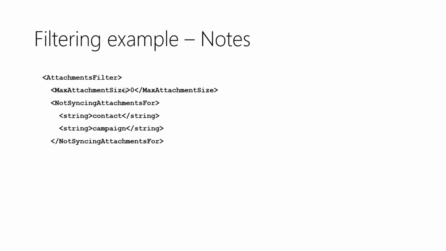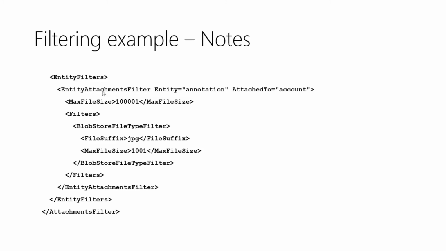For the notes, you can set max attachment size, which is a standard setting, but you can also set which entities do not have attachment sync at all. And also for the annotation entity which is attached to account, you can set up max file size in general or maximum file size for each file type. The full example will be attached under the YouTube video or delivered to you by mail.